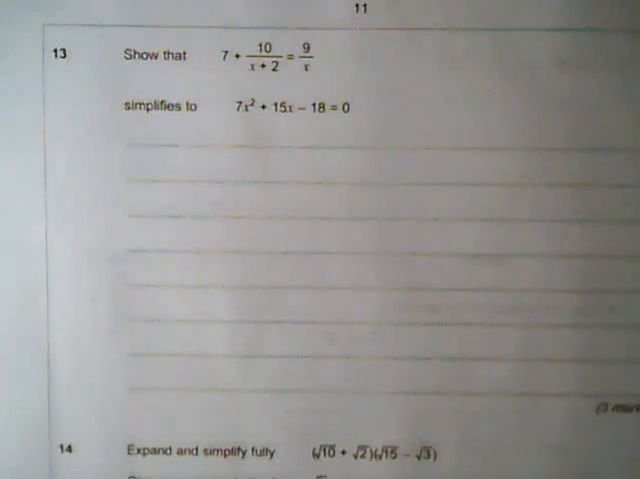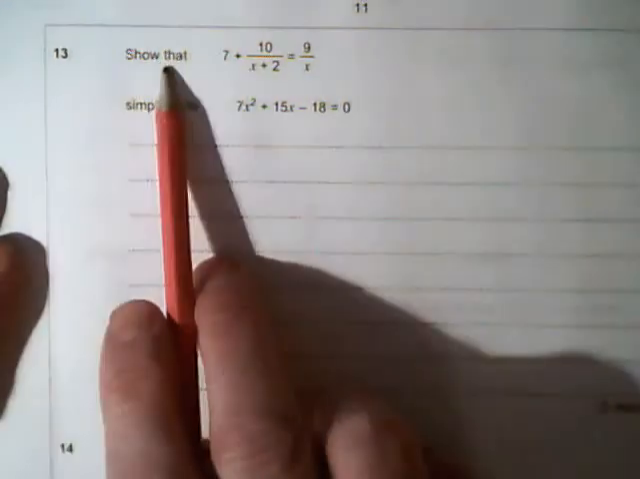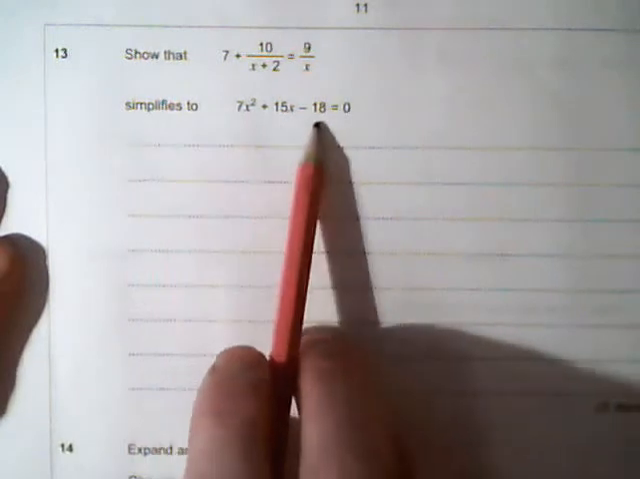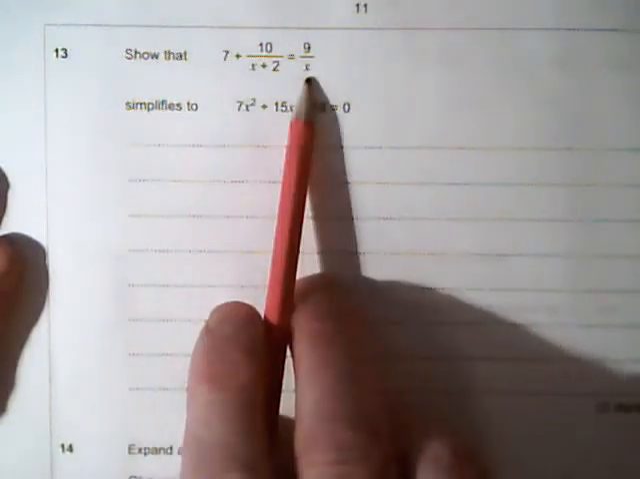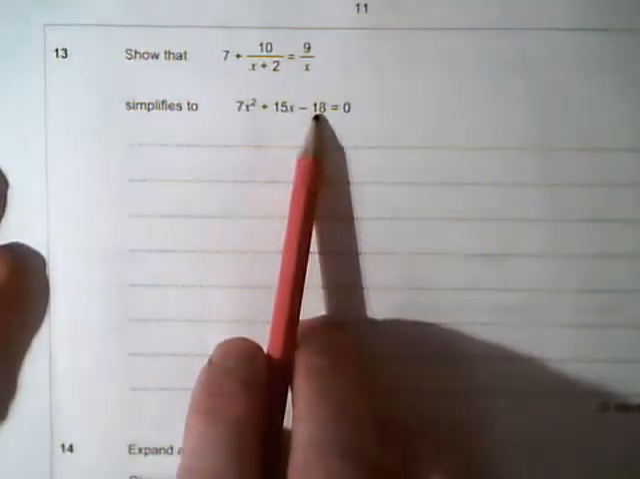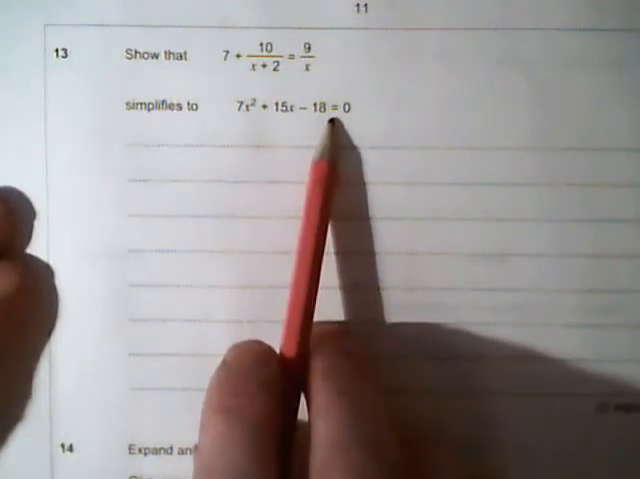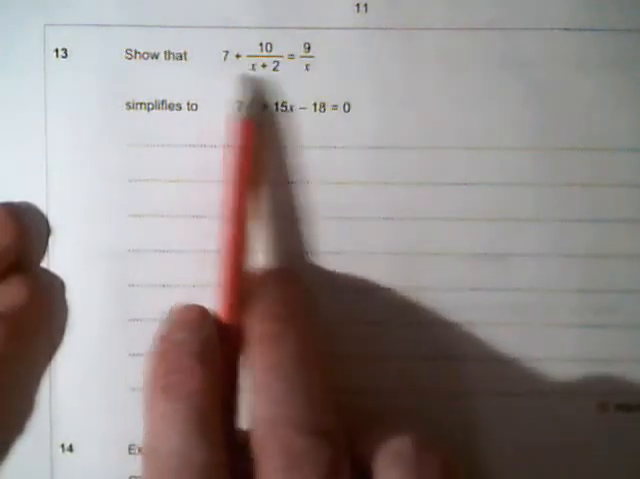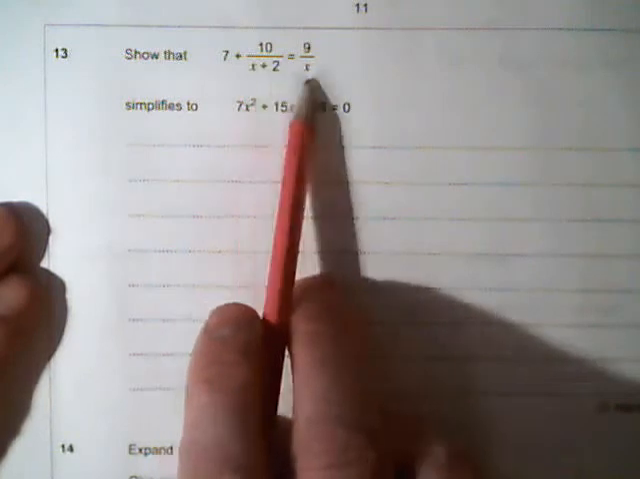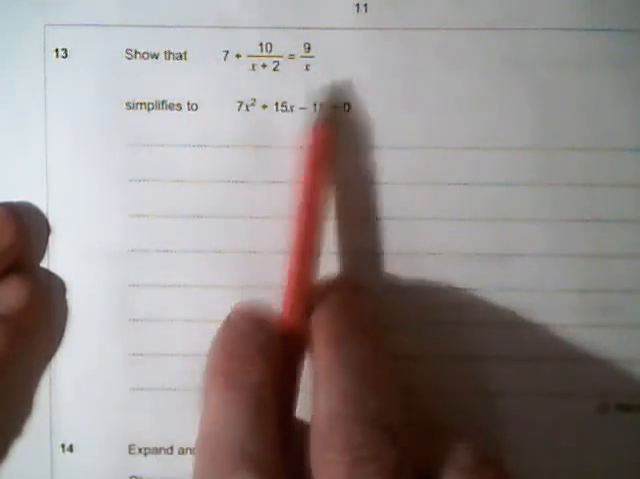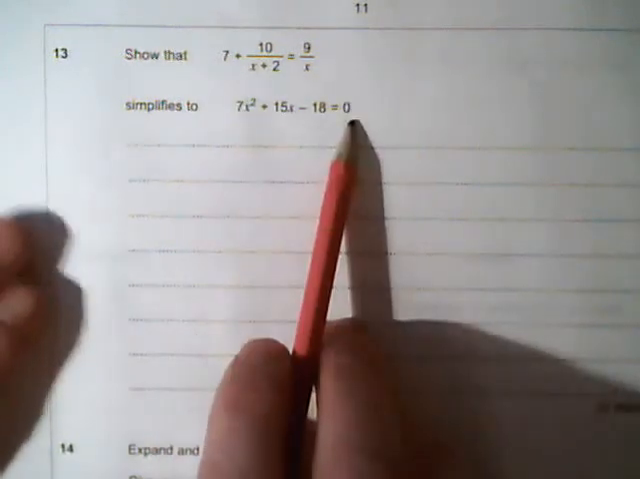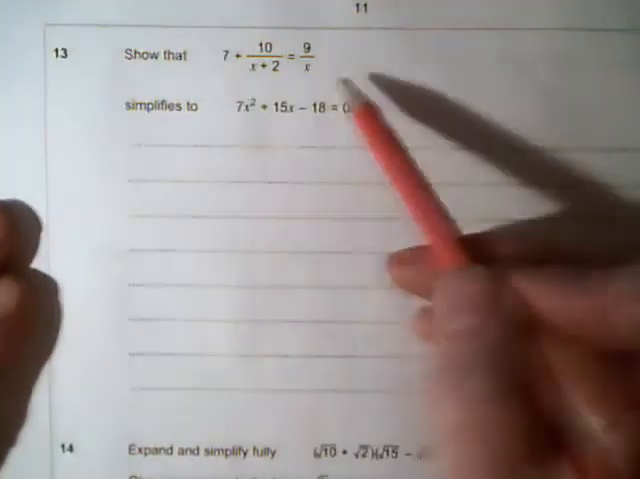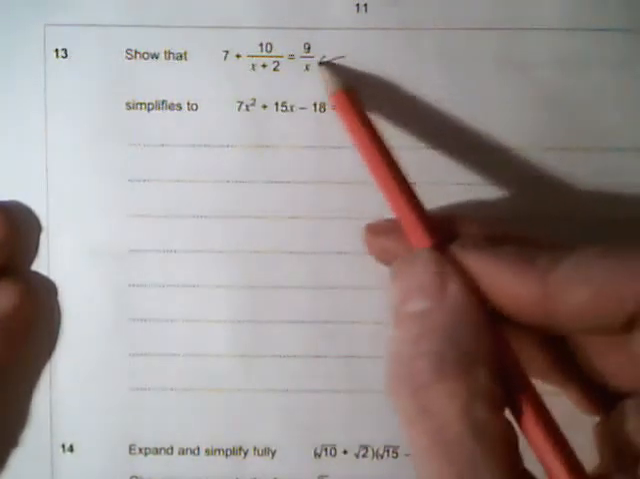Okay, question 13. This is a show that question, so they're giving you the answer and you've got to get from the beginning to the answer and show all the steps. You haven't got to solve it. So we need to get rid of all the denominators in this equation because there are no denominators in the answer. So the easy one to get rid of is that divide by x.